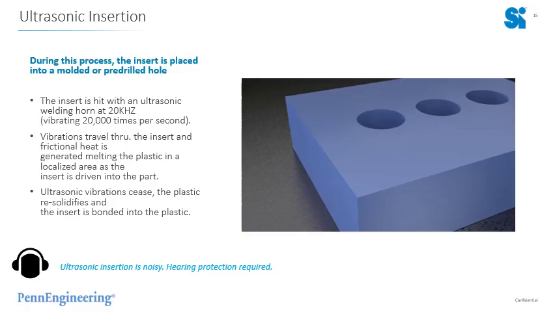So the insert is hit with an ultrasonic welding horn at 20,000 kilohertz per second. The vibrations travel through the insert and frictional heat is generated, melting the plastic in the localized area as the insert is driven into the part. The ultrasonic vibrations cease, the plastic resolidifies, and the insert is bonded into the plastic housing.